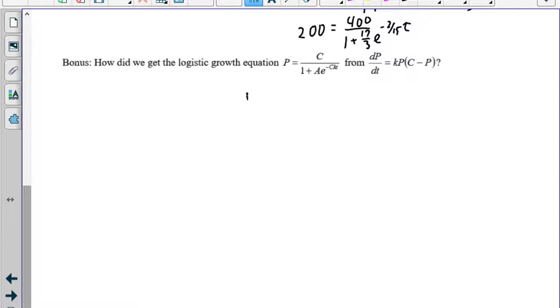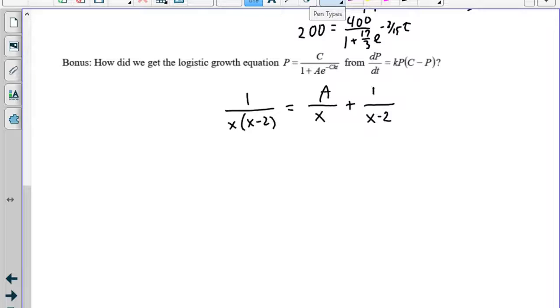So, for example, if I had a problem like 1 over x times (x minus 2), and I wanted to break this down into two different fractions, I need to figure out what the coefficients of those numerators would be. Essentially, I figure out what each of the denominators is missing and multiply the numerator and denominator by that, so I have a common denominator and can get rid of it. The denominator on the left side is x times (x minus 2).